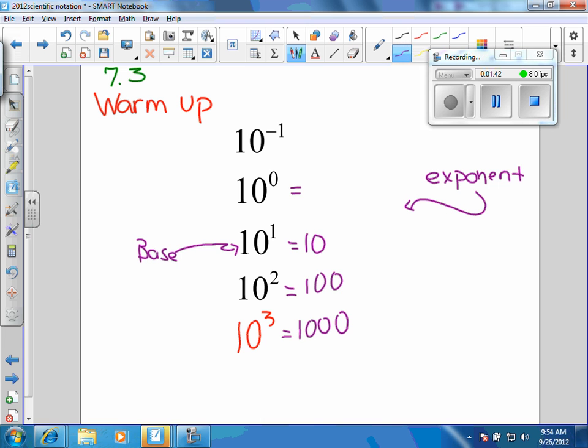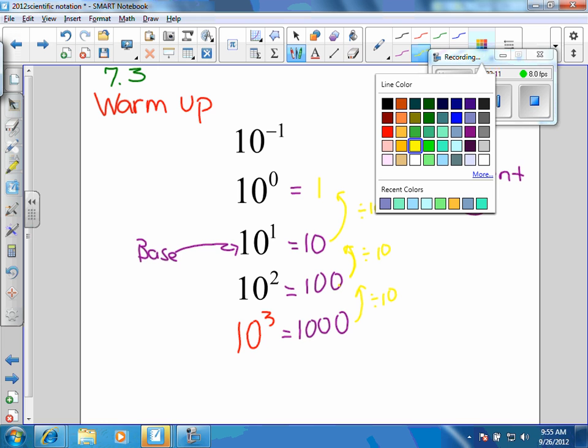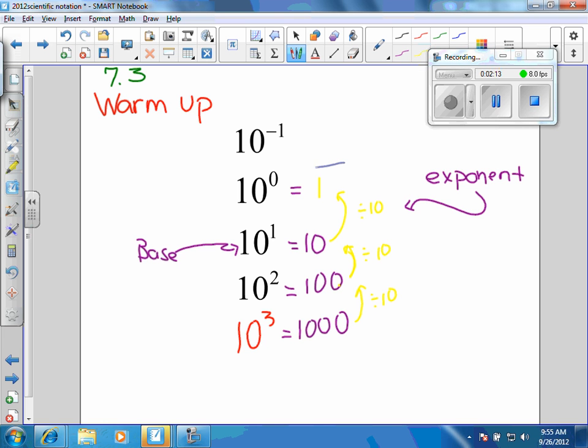Well, look at the number pattern, Ingrid. It's 1, right? Because look at the pattern. We're dividing as we go up. We're really just dividing by 10 each time, right? If you think about it, 1,000 divided by 10 is 100. 100 divided by 10 is 10. So 10 divided by 10 is 1. So that is new. This is one of the new concepts of the day.